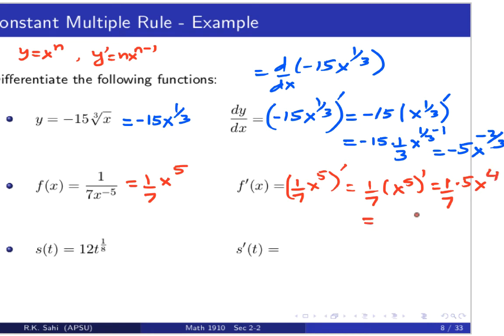So now you should be getting comfortable. You don't have to write minus 1 all the time. You can just start doing it in your head. So it's 5/7 x to the power 4.